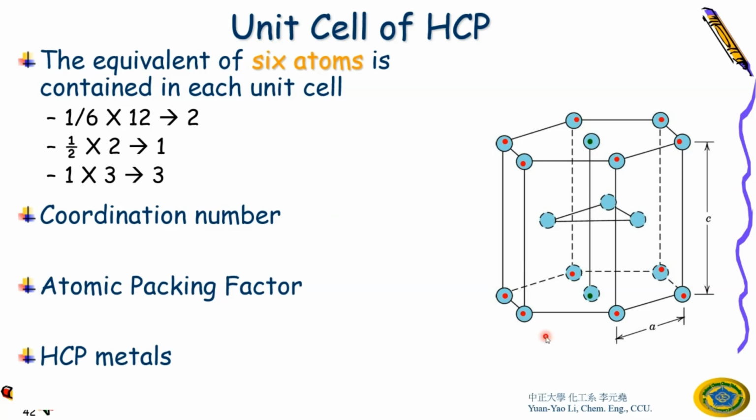How about the coordination number? If you take a look at this one, there are 6 atoms here in the layer. Above this plane there are 3, and below there are another 3. So the coordination number will be 12.